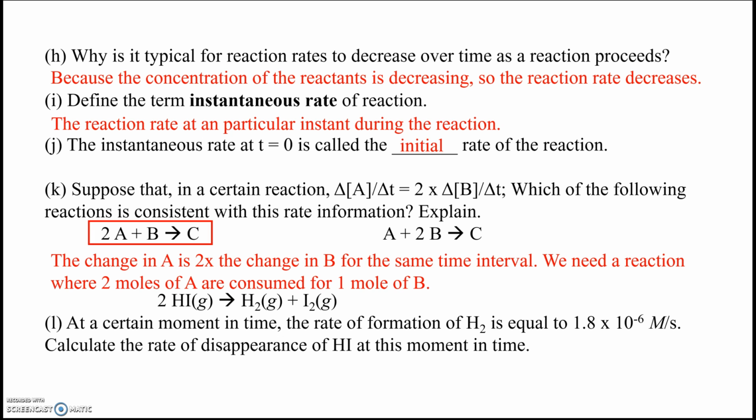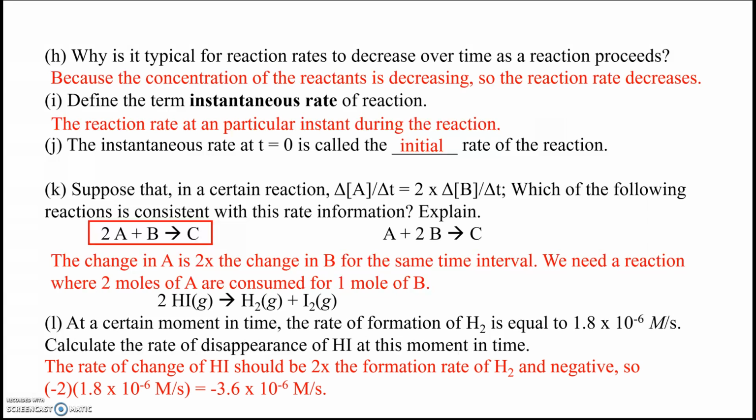All right, now we have another reaction here. 2HI decomposes to hydrogen and iodine, and at a certain moment in time, the rate of formation of H2 is equal to 1.8 times 10 to the minus 6 molarity per second. Calculate the rate of disappearance of HI at this moment in time. Well, it's pretty easy to see if we have a balanced reaction that the rate of change of HI is going to be twice the formation rate of H2, and it's going to be negative because although H2 concentration is going up, the hydrogen iodide concentration is going down as it reacts, so it'll be negative.